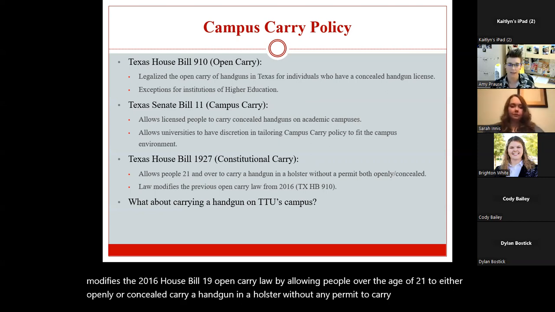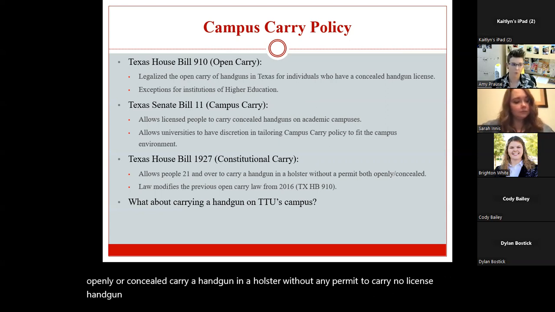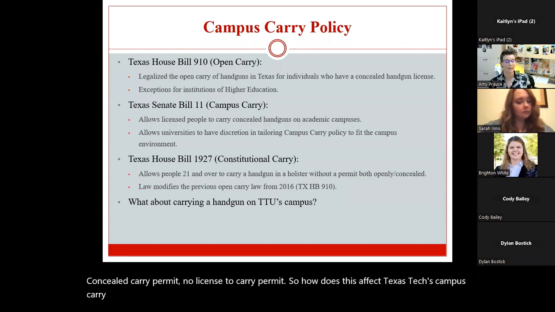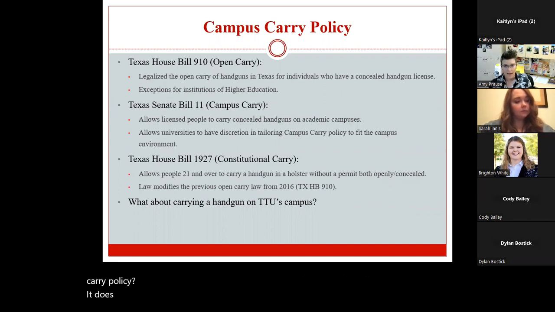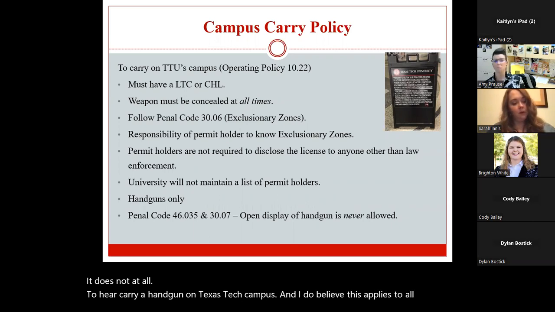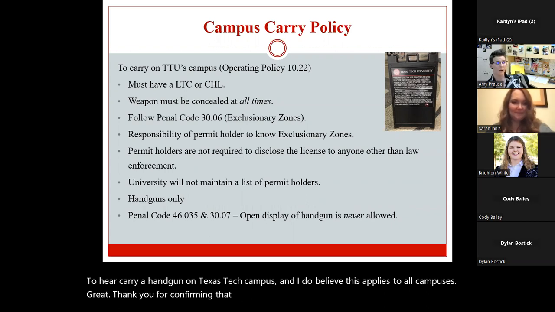No licensed handgun, no concealed carry permit, no license to carry permit. So how does this affect Texas Tech's campus carry policy? It does not at all. To carry a handgun on Texas Tech's campus, and I do believe this applies to all campuses. Okay, great. Thank you for confirming that, Sarah. You must have a license to carry or a CHL.